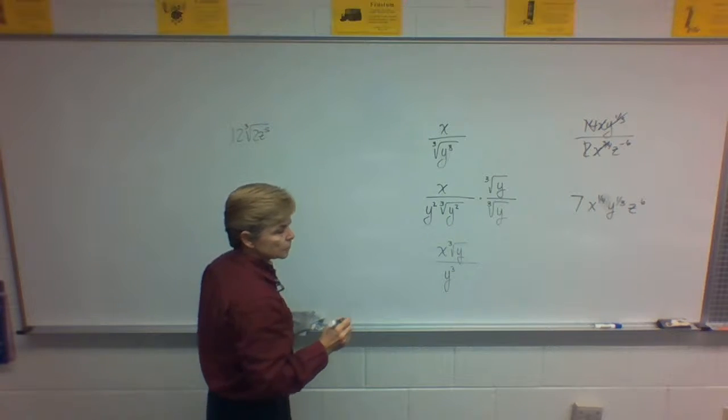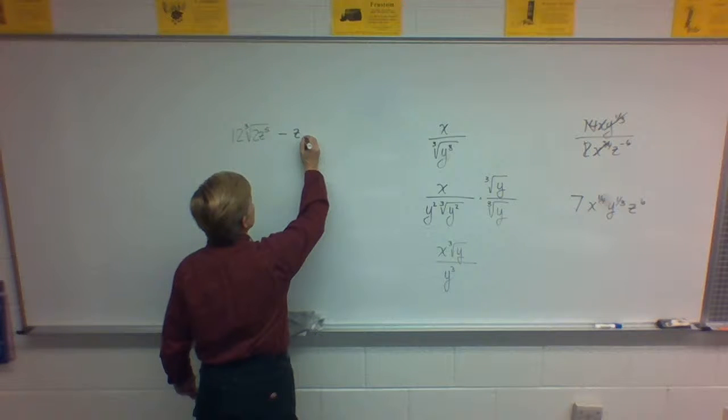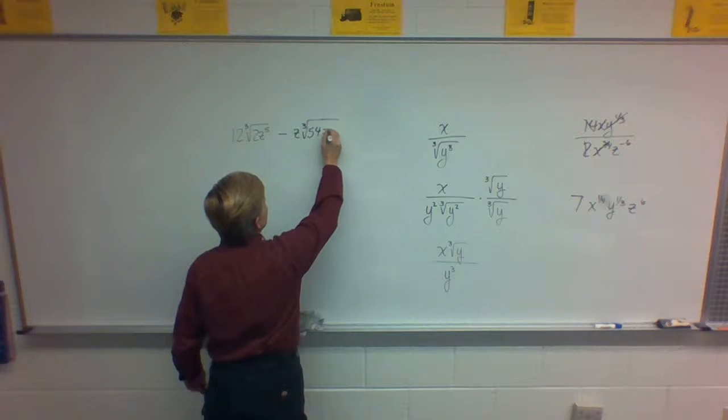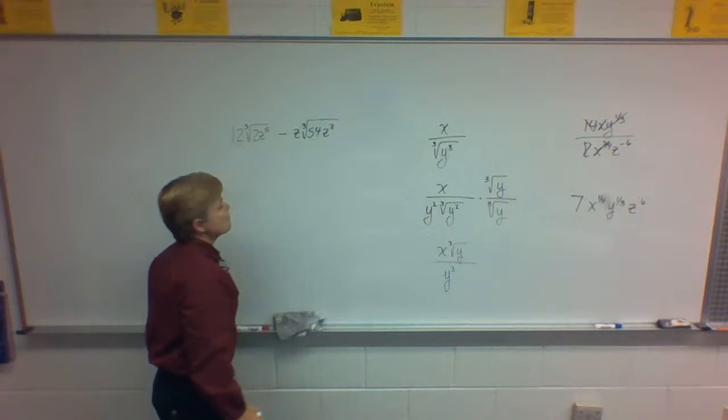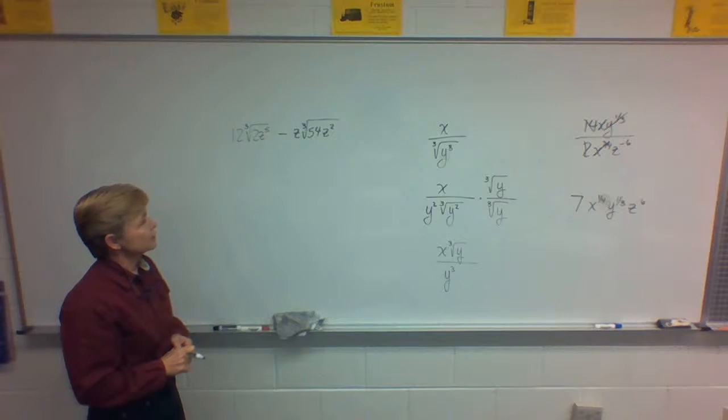What's the other one? Minus z. Minus what? Z. Cube root? Yeah, cube root. Sorry. And what's then that? 54 z squared. Okay? The way they're written, it's obvious you cannot combine these together.